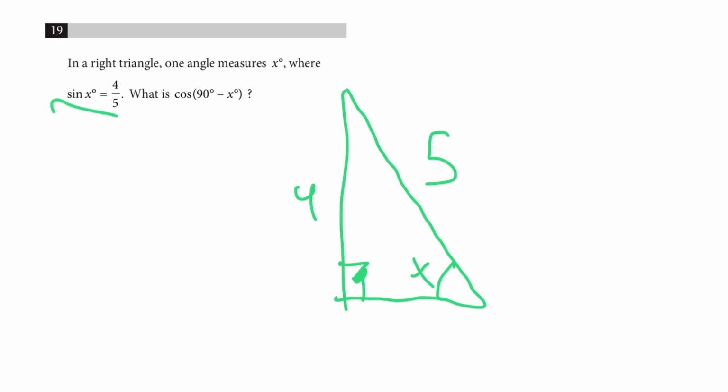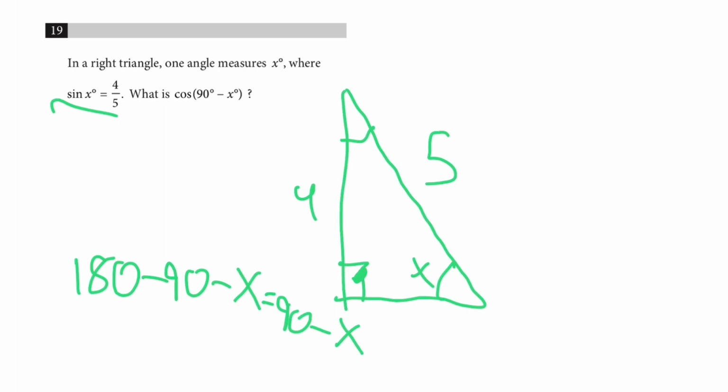So now we're looking for cosine of 90 minus x. So now how do we get 90 minus x? We don't know what the value of x is. But really, that doesn't matter because we know that the combined value of the angles inside the triangle is 180. So 180 minus, and we know that this angle is 90, and this angle is x. So we can subtract that out, and that'll give us this angle here. And that angle is basically just 90 minus x, because 180 minus 90 is 90.